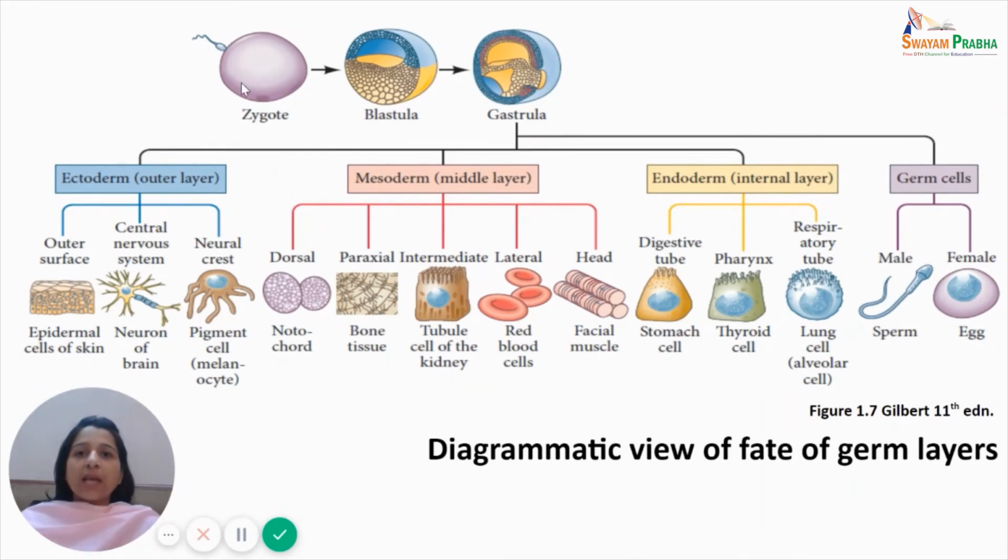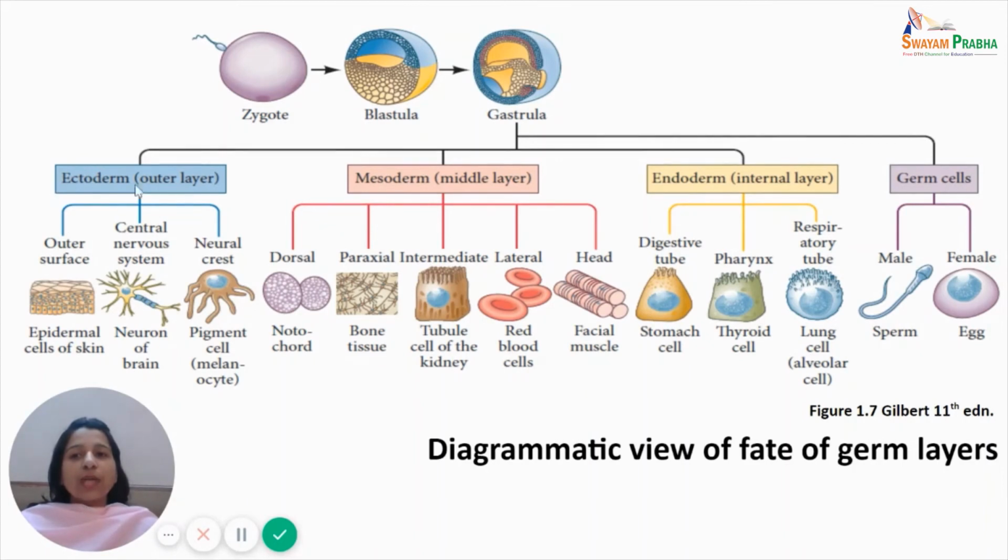The fertilized egg, or the zygote, develops to form a blastula. The blastula further develops the three germ layers to form a gastrula. Now the three germ layers, the ectoderm or the outer layer, the mesoderm or the middle layer, and the endoderm or the internal layer, have to undergo organogenesis to form different organs of the body.